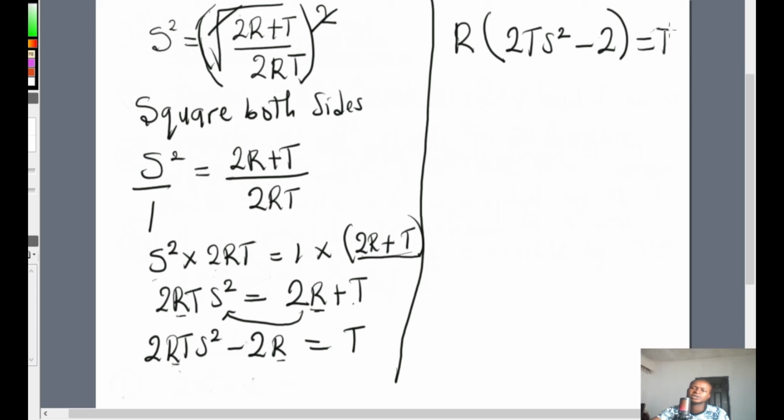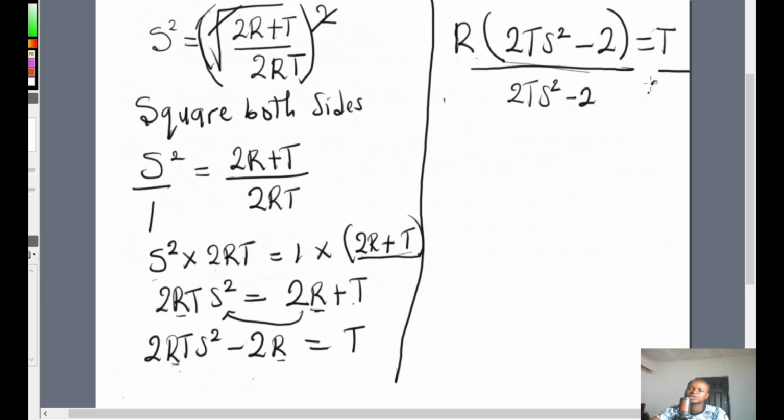If you see this one now, if you use r to multiply and open the bracket, you have these guys back. So now I'm going to divide both sides by these guys so that my r can stay alone. So dividing both sides by 2ts² − 2, we divide this side as well.